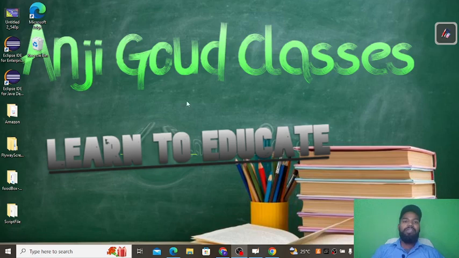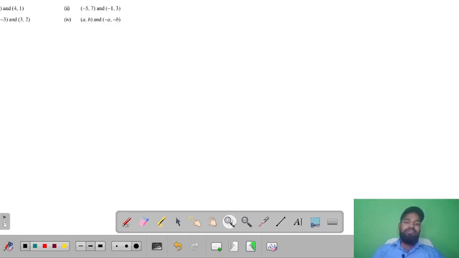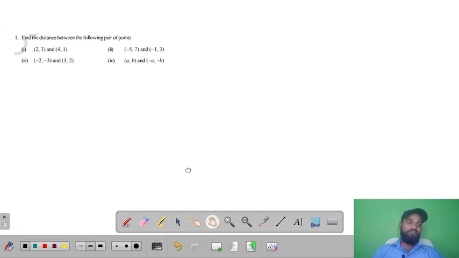So today our topic is coordinate geometry. This is from the 10th class. You all know this chapter, right? We are going to solve the first problem in this chapter. Exercise 7.1.